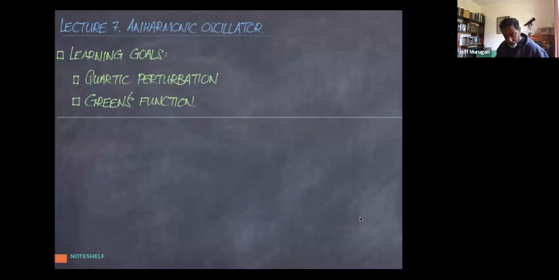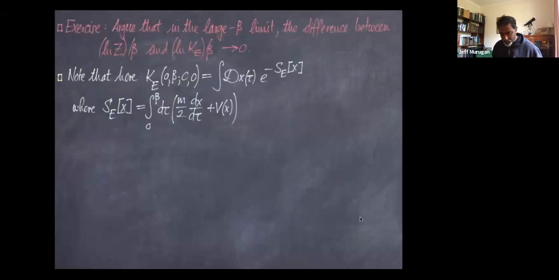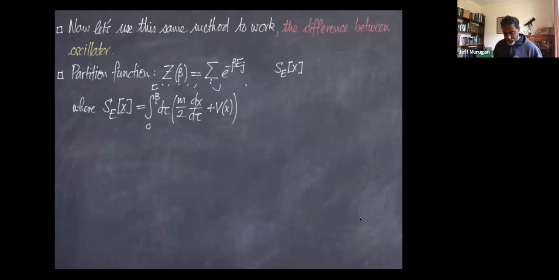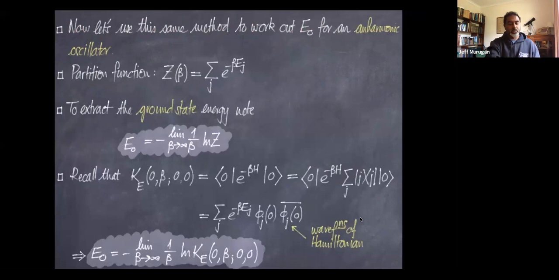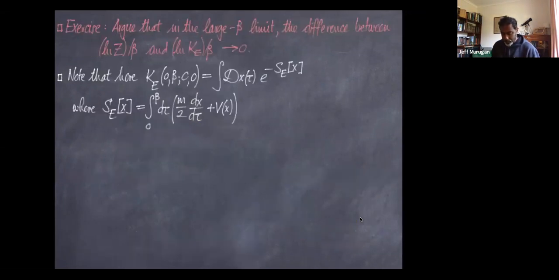Good. Okay, so let me remember what we did, where we left off the last time. I said that we were interested in computing the path integral for the anharmonic oscillator, and we wrote down an expression for the path integral that we wanted to compute.